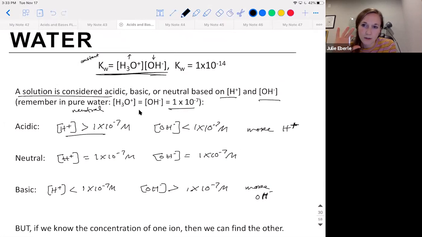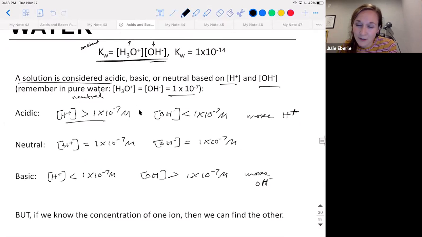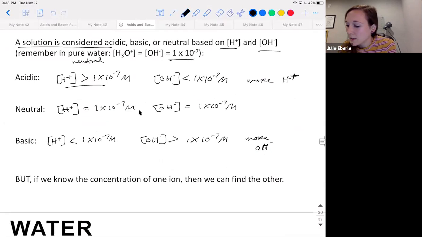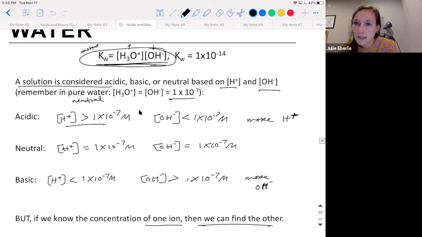Now, this is a headache. All these 10 to the minus 7s are hard to look at. So we're headed somewhere that's much simpler to understand for our brains, but the foundation of all that is indeed these concentrations. Always remember, if we know the concentration of one ion, be it H plus or OH minus, you can always find the concentration of the other by simply plugging into Kw.